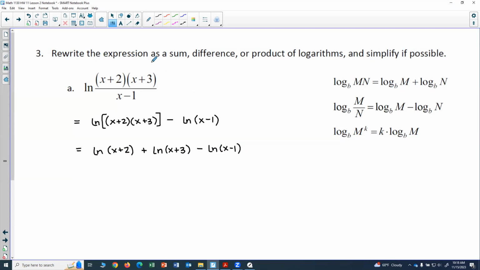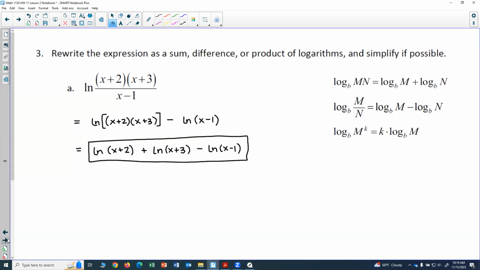Now let's look back at the directions. It says a sum, difference, or product of logarithms and simplify if possible. Now, there is not really any way to simplify this. I've written it as 3 logarithms. There's no more multiplication or division or exponents inside of the argument, so inside of the logs. And so this would be my final answer.